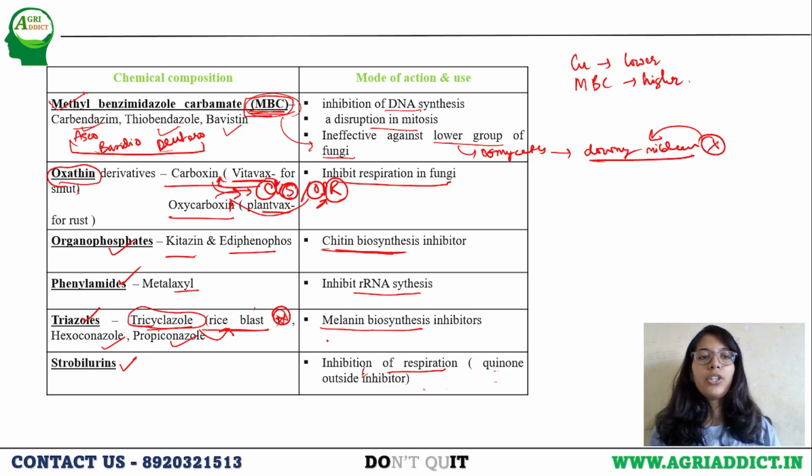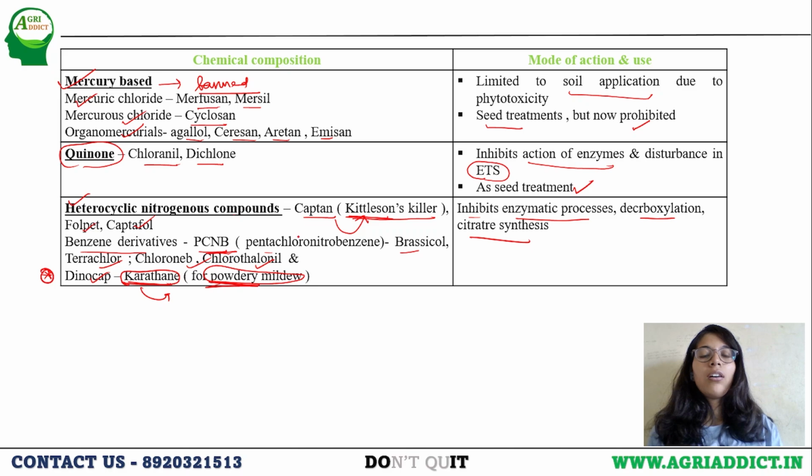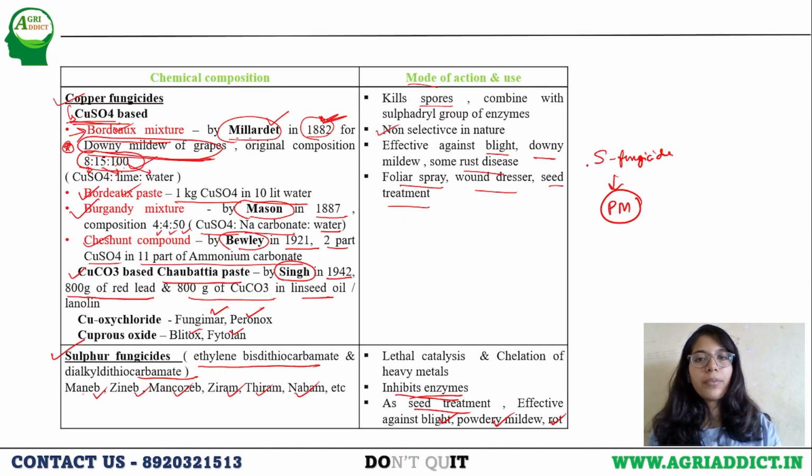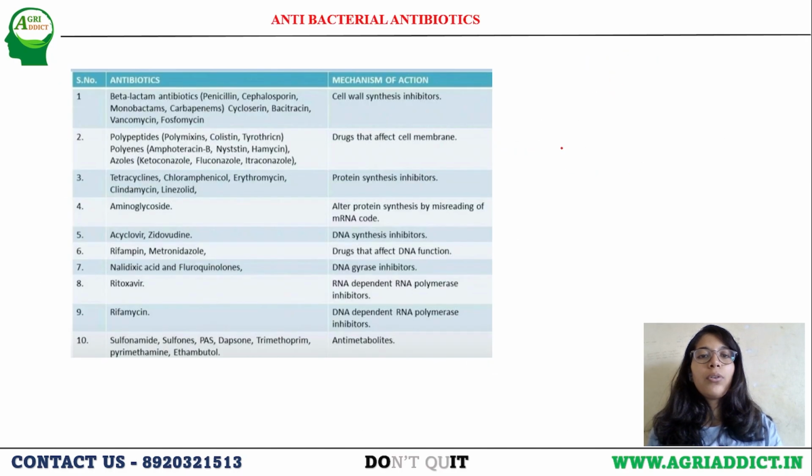So from this classification, you got the types based on the chemical composition. You need to remember some of the names, and you also need to remember for which diseases they are effective against. Now we will learn about the various antibacterial antibiotics.